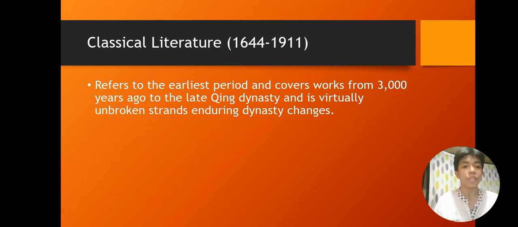It refers to the earliest period and covers work from 3,000 years ago to the late Qing dynasty, and is virtually unbroken, standing enduring dynasty changes. So, the Chinese classical literature spanned from ancient times to the Qing dynasty, 3000 BCE to 1912 CE, forming an unbroken thread of poetry, philosophical and narrative work that endure through dynasty changes.